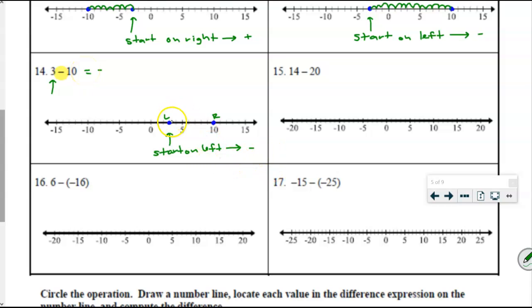Now we can count the bunny hops. 1, 2, 3, 4, 5, 6, 7. So 3 minus 10 is -7.